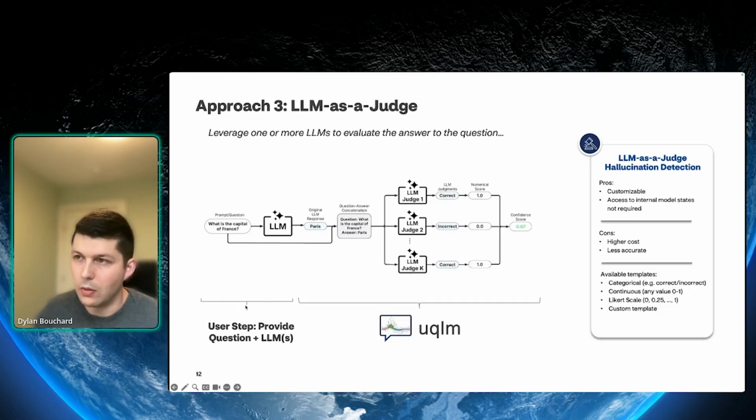Workflow is consistent with the previous 2 types of scoring methods. User provides their prompts, their LLM, and of course here they would also provide their judge LLMs, and then UQLM does all of this: generates the original response, concatenates it with a question, feeds it to the judges, gets the judgments, gets the scores, and aggregates them into a confidence score, which is attributed to our original response.